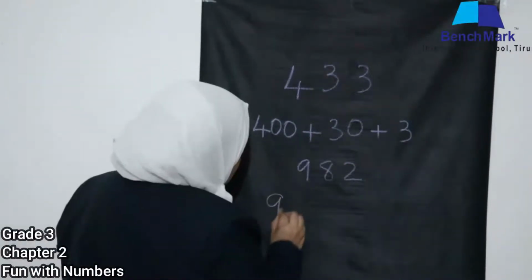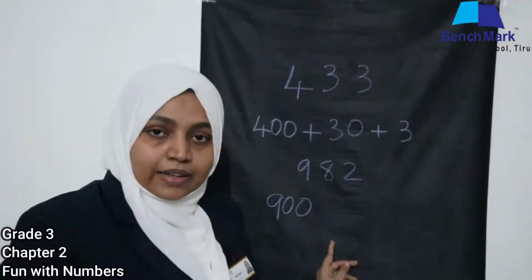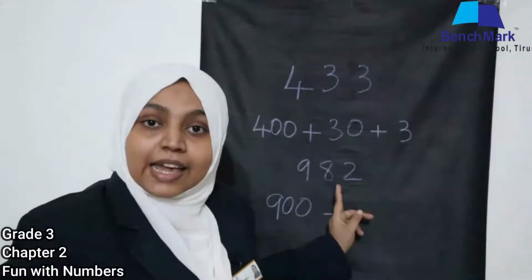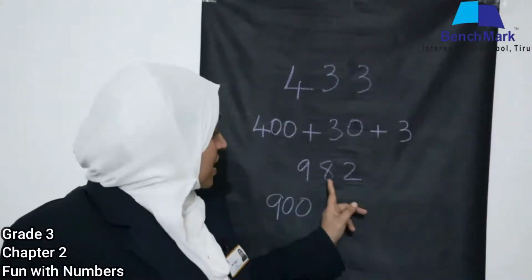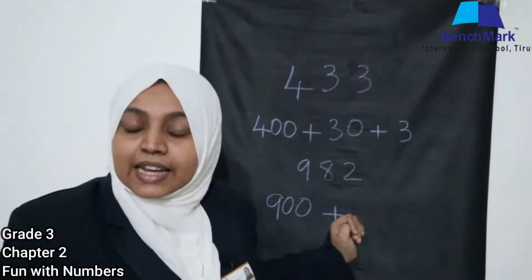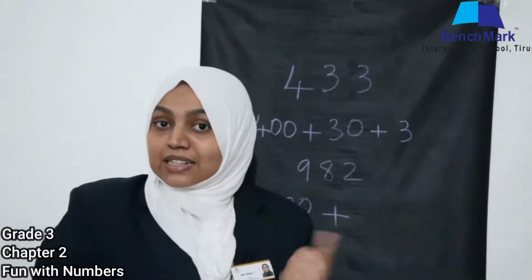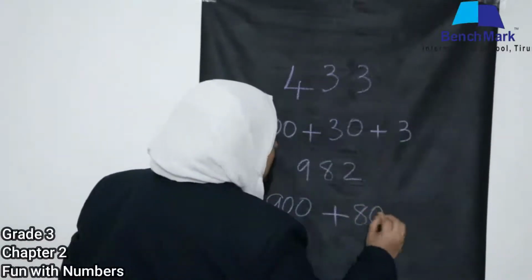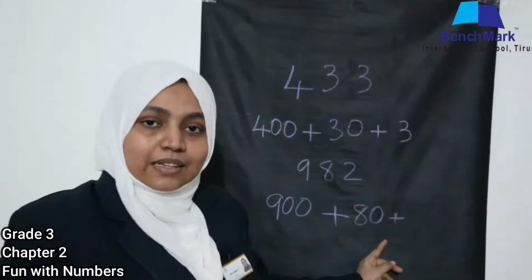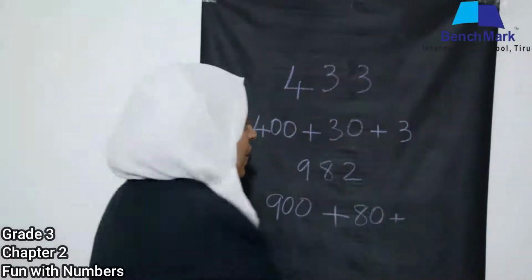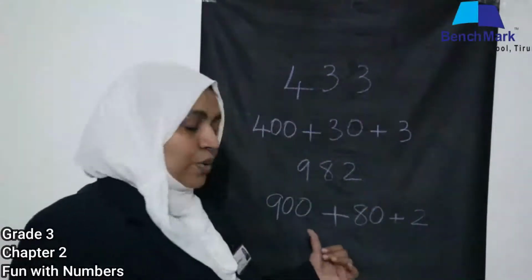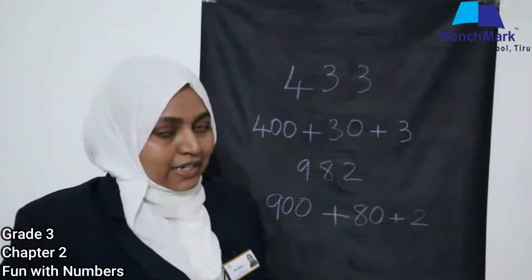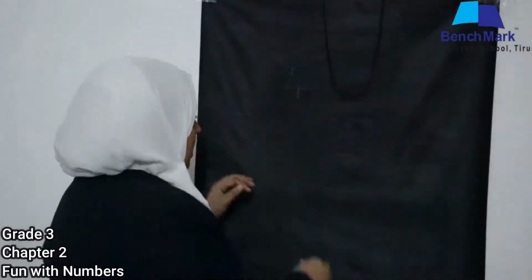So it is 900 plus how many tens? 8 tens, because 8 is in tens place. 8 times tens is 80. So 80 plus, what is there now? 2 in ones place. So 900 plus 80 plus 2, that is 982. Now let us see this example.